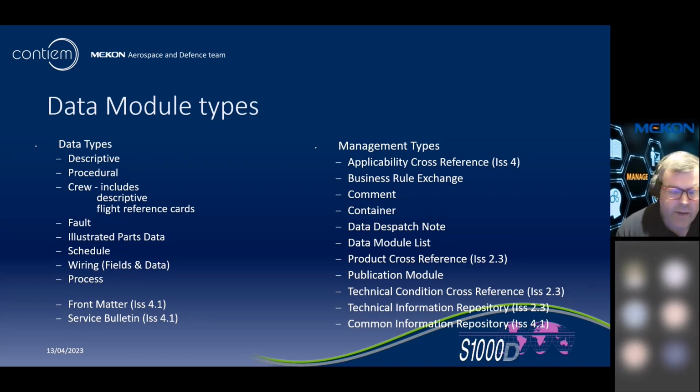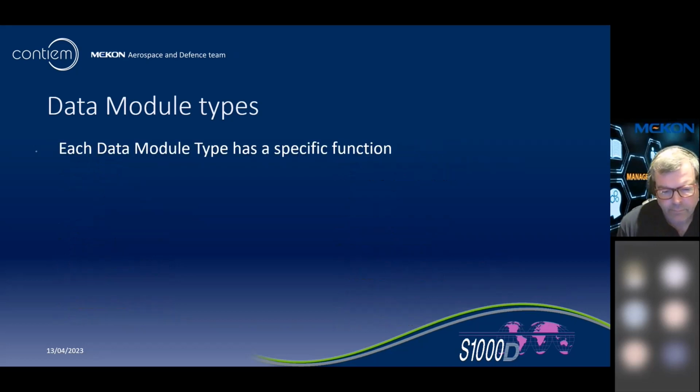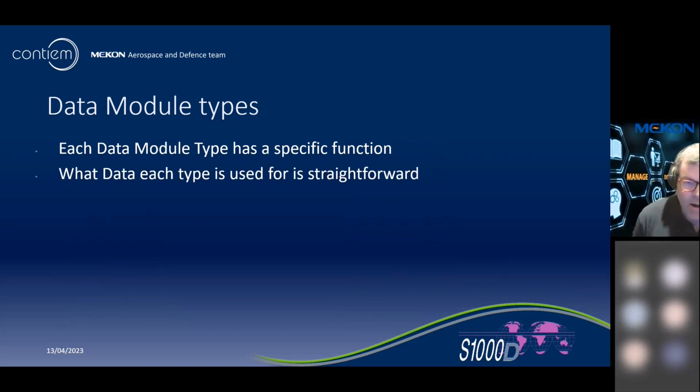And then we have things like the publication module, which is in effect a catalog file so that we can publish in a traditional style to a traditional manual, but pulling together all these different data modules. So we have all these different types available, and they are pretty straightforward. A publication module is there to publish a set of data modules.